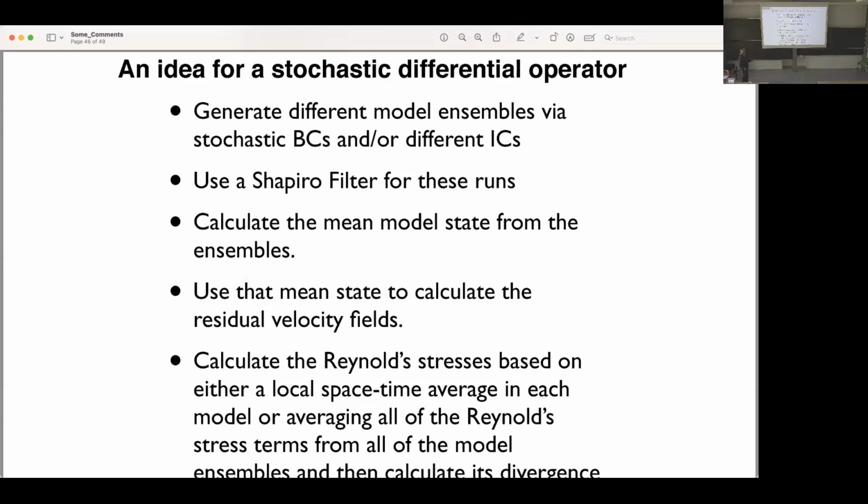So then the question is, how do you do the space-time averaging? Do we do it in a model run in some space-time volume in the area of interest? Or, as we're getting to a point with computational power, do we take all these models, run them in a parallel mode, and do the averaging over all the ensembles? That's doable now.